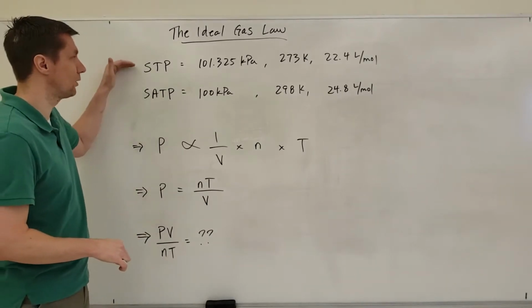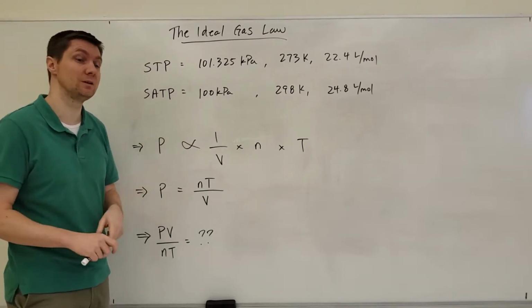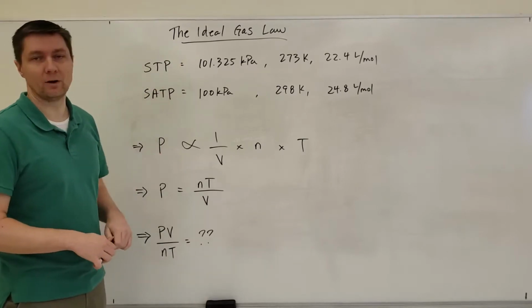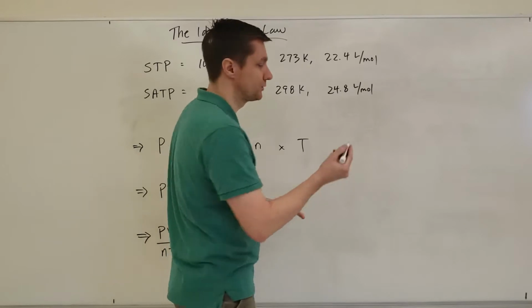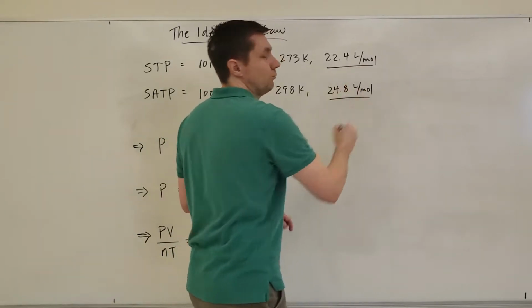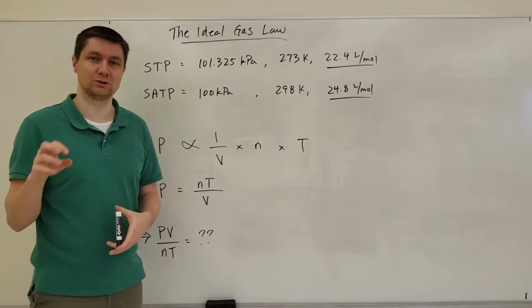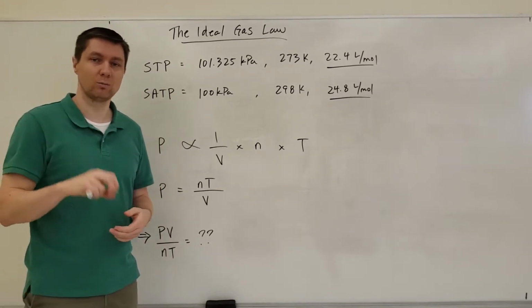So first thing that I want to point out are these two standard conditions, if you remember, STP and SATP. These are found in your data booklet, and I've written them up here on the board as well, but these numbers here we haven't really touched on very much. And these are what are called molar volumes. So if you remember, we talked about molar mass, which is grams per mole. Molar volume is liters per mole.